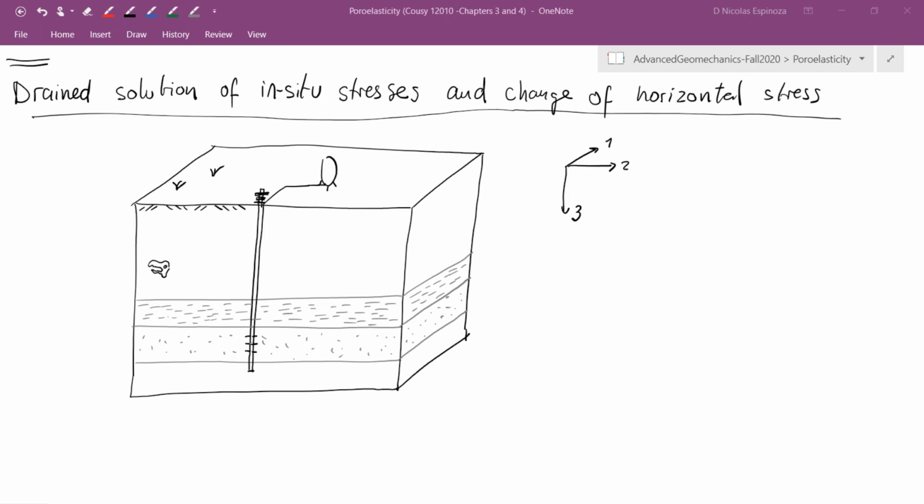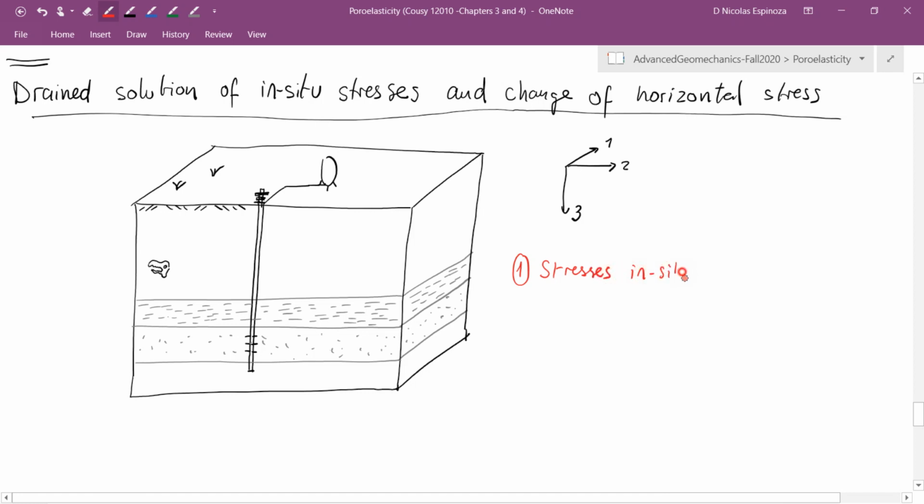In this section, we're going to see the drained solution of in-situ stresses and change of horizontal stress due to change of pore pressure, as derived from the theory of linear poroelasticity. Imagine this block of the Earth, which has a wellbore and for which we would like to answer the following questions. First, what is the state of stress, or what are the stresses in situ?